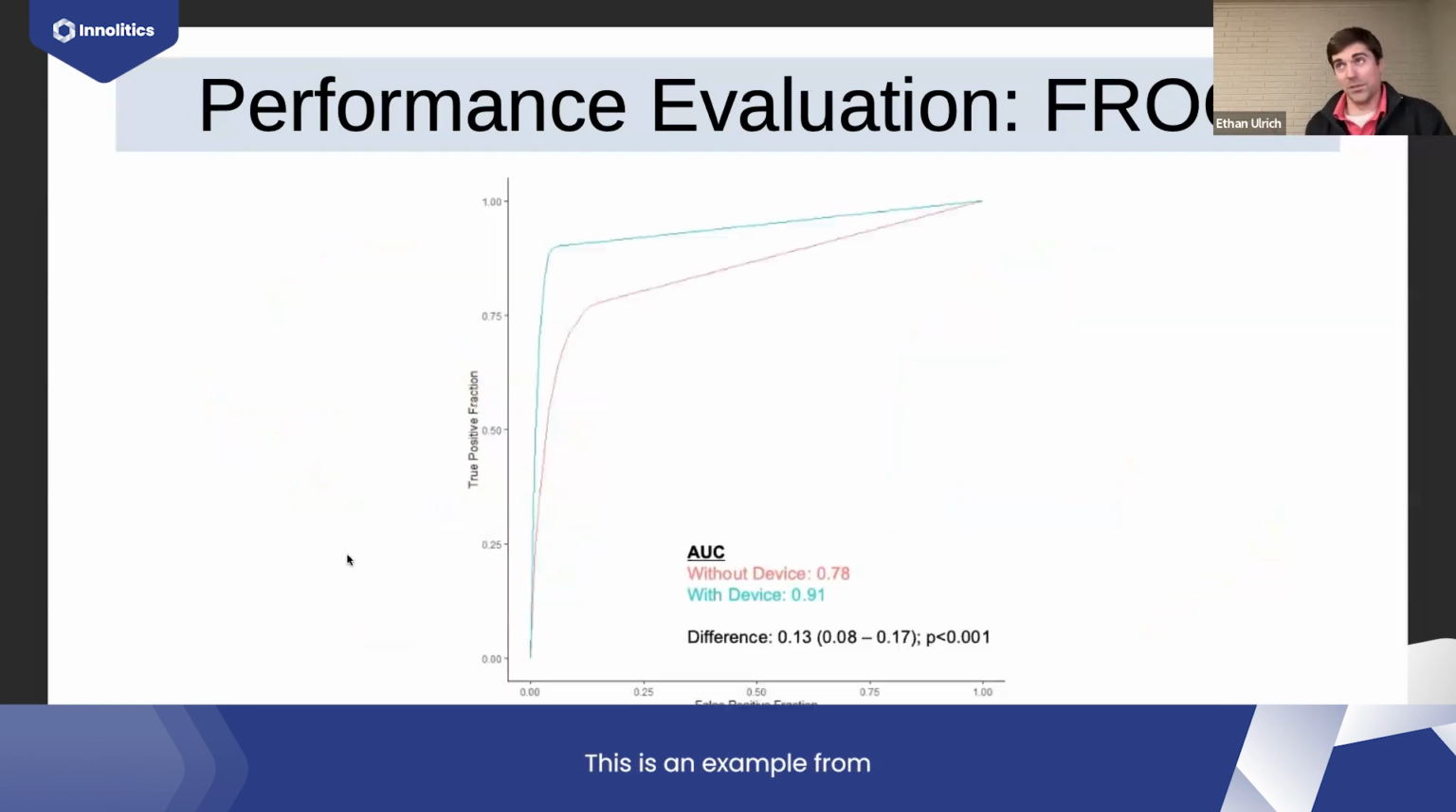This is an example from one of our MRMC studies, and this is kind of what you're looking for at the end of your study. You have your line with the device and your line without the device, and there's a statistical analysis that can show that there's a significant difference between these lines. You want this line to be up closer to the top left corner. So that's a very good result.